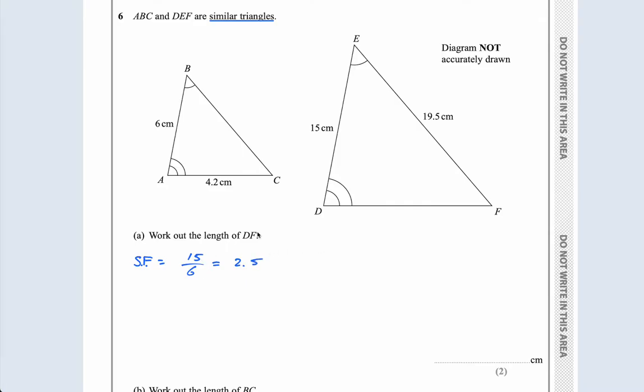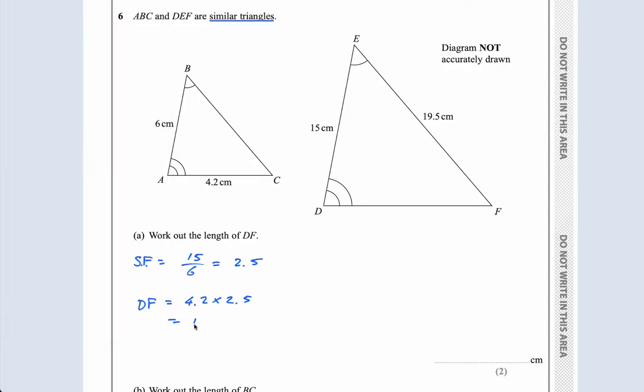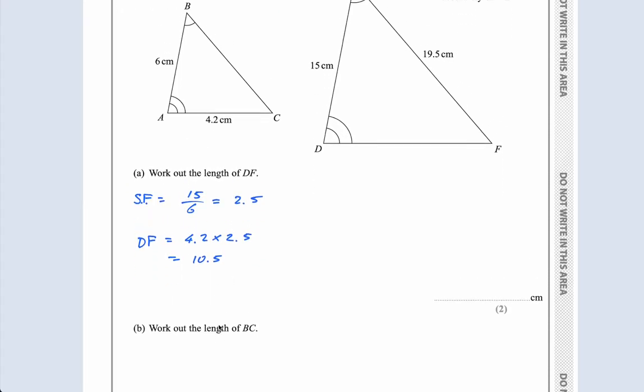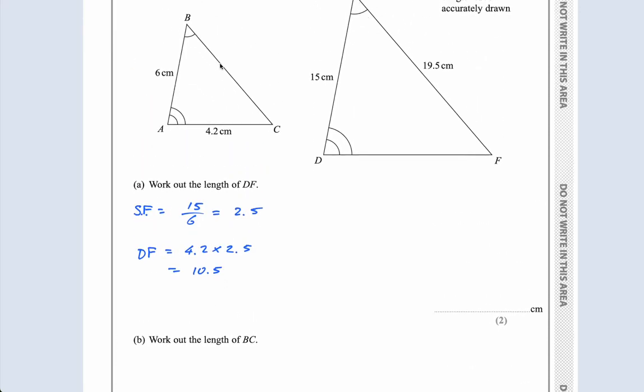Use your calculator if you want. That means to get DF, I just have to say DF is equal to 4.2 times 2.5. 4.2 times 2.5 is 10.5. And then he says work out the length of BC. So that's this one. So not that difficult, guys. BC is 19.5.